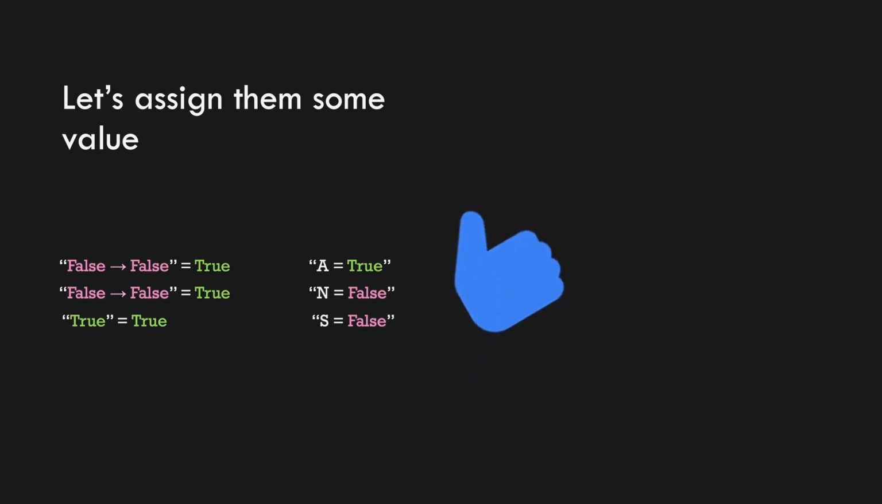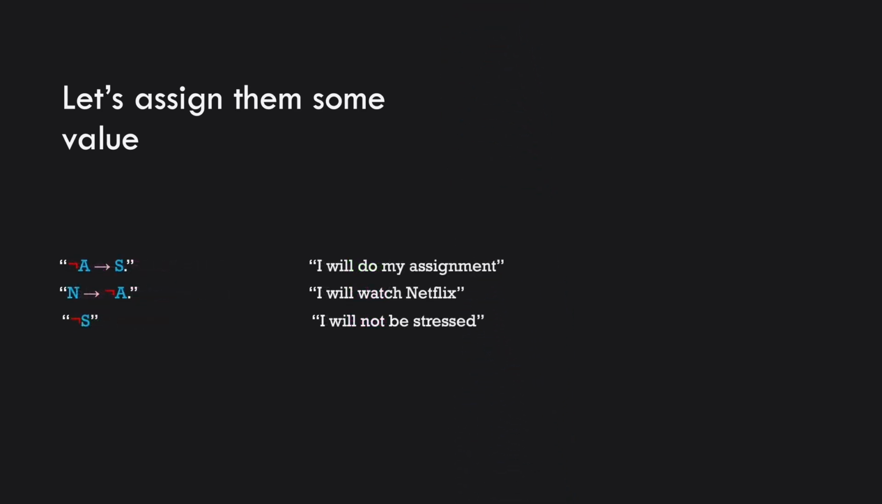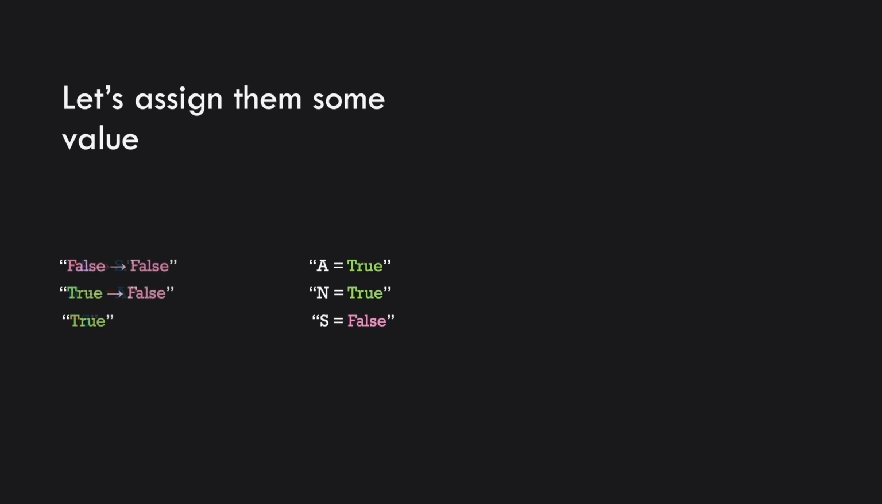So this is good. But what if we decide to do our assignment and watch Netflix, but we do not want to be stressed? This gives us A true, N true, and S to be false. If we plug this into our formulas, we will get true, false, true, meaning this can never be all of it true together.